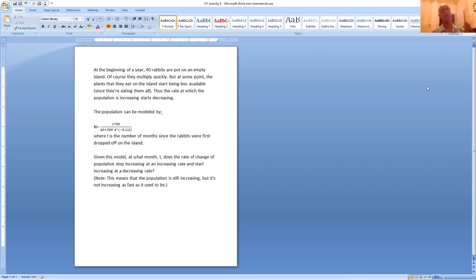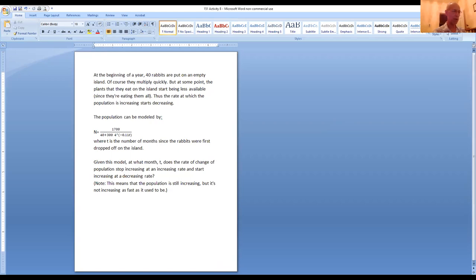That means that we take the second derivative to find the inflection point, and find out at what point the population of rabbits is increasing, but not at an increasing rate anymore. So it still is increasing, but not as fast. Okay, let me go ahead and get my iPad involved. I already worked out this problem. There's lots of calculation going on in this problem, so let me show you how I would tackle it.